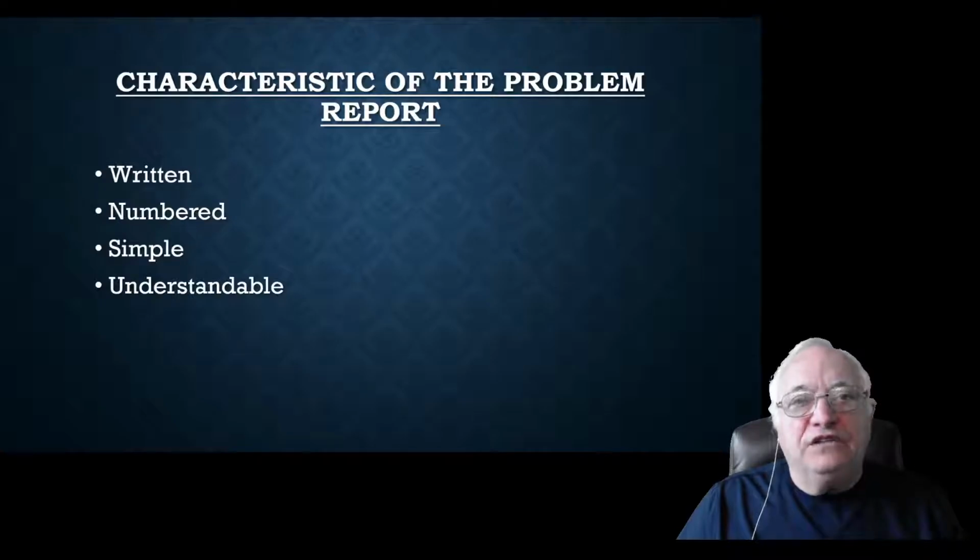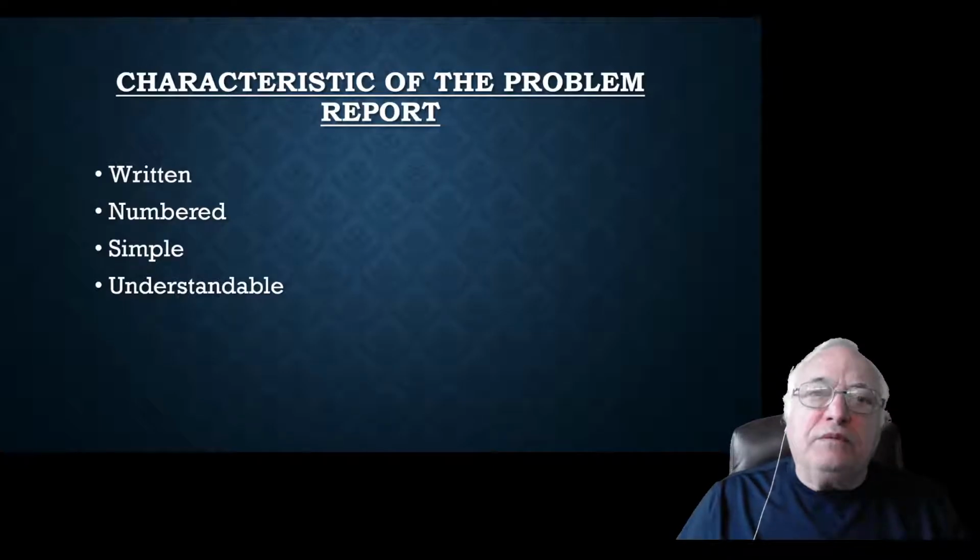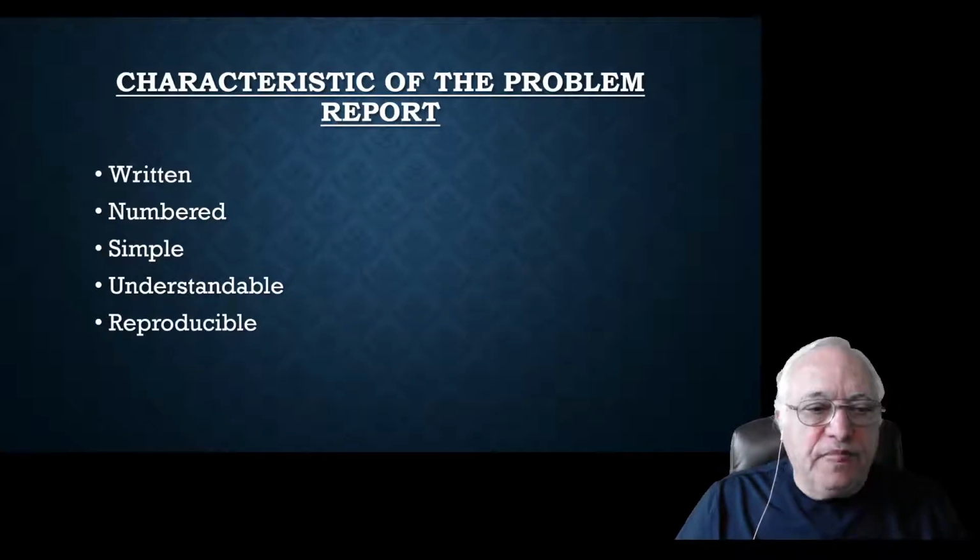It has to be understandable. This is not the story of your life. You just have to say, I did step 1, step 2, step 3. This is what happened, period. Reproducible. That means that once you write the steps of how the error happened, follow the steps that you wrote in your PR to make sure it will get you there.